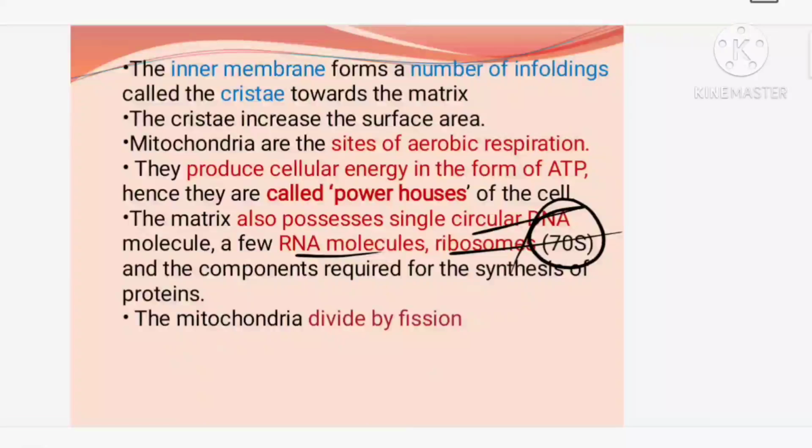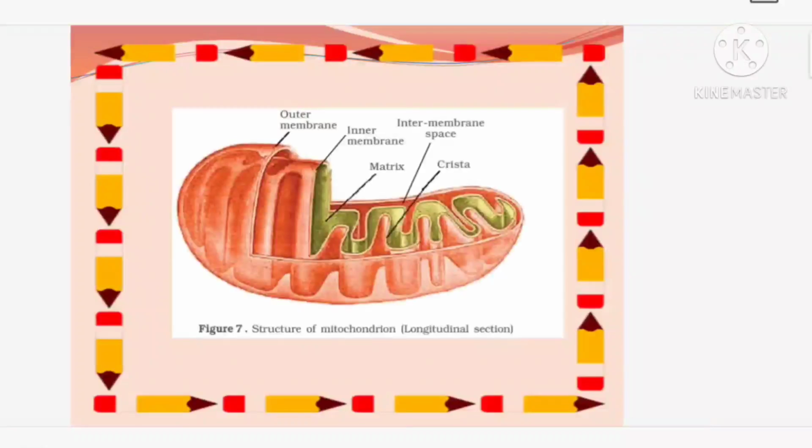Okay, they have RNA molecules, they have ribosomes and 70S. I told you, like prokaryotes, here mitochondria is having what? 70S. But when you are seeing the cytoplasm, it is what? 80S. Eukaryotic cells are having 80S. Okay, and the components required for the synthesis of proteins are all present where? In the mitochondria. And this mitochondria divides by a simple division called what? Fission. What is the process? Fission. So this is the structure.